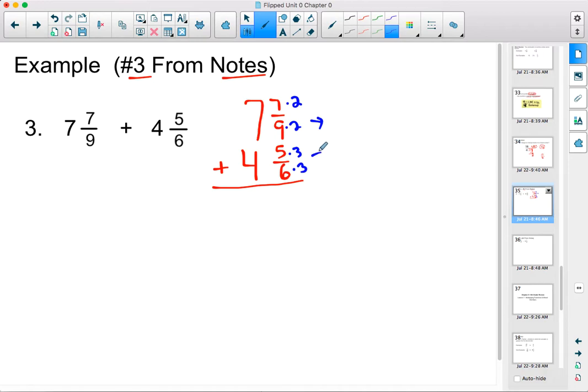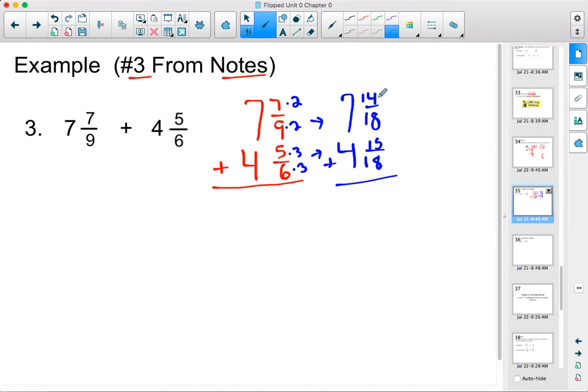Now, we want to rewrite the entire problem. We bring our whole number 7 over here. 7 times 2 is 14. 9 times 2 is 18. Bring our whole number 4 over here. 5 times 3 is 15. 6 times 3 is also 18. Okay, so now we can go ahead and add them together.